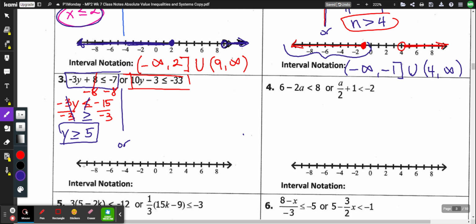So I'm going to graph that. Y is greater than or equal to 5. Closed circle. Remember, I like that closed circle. And greater than, so it's to the right.